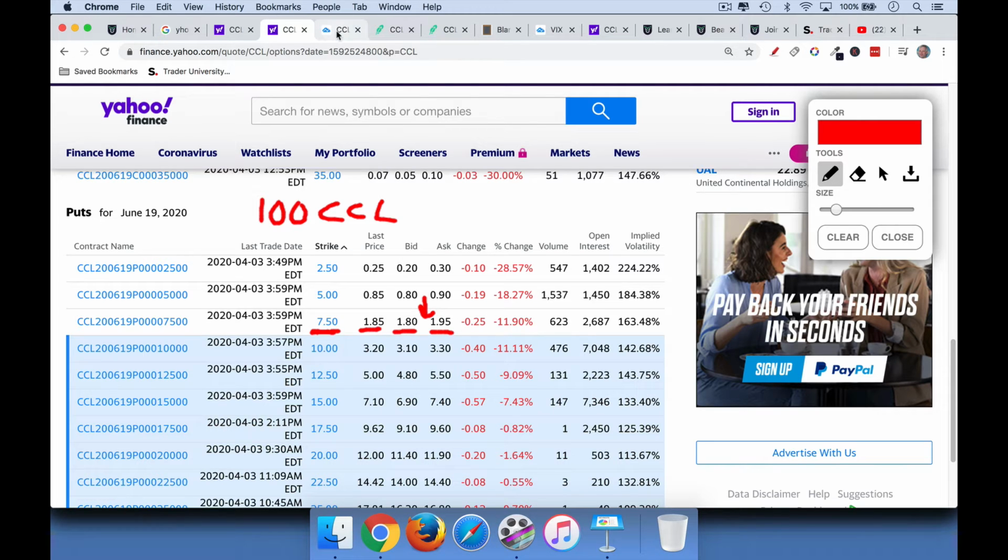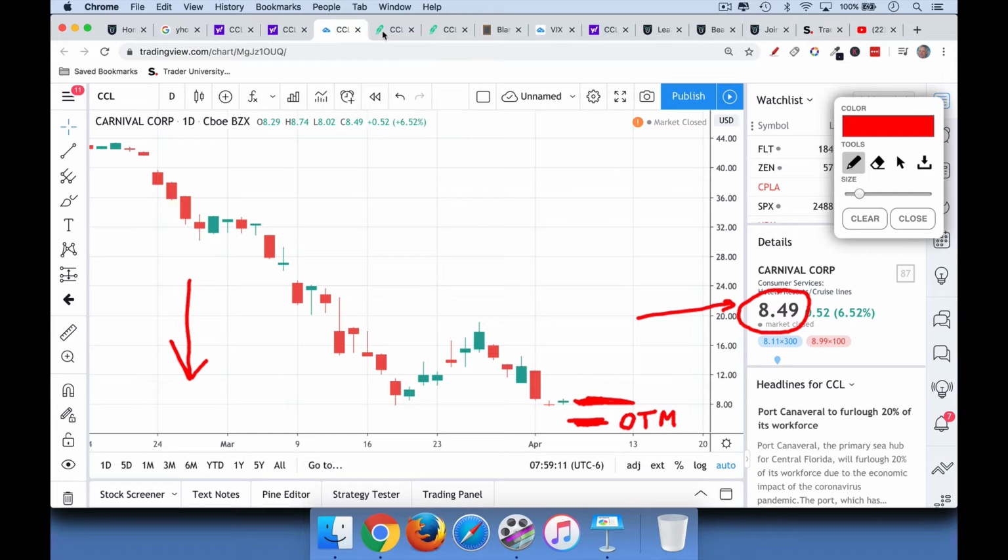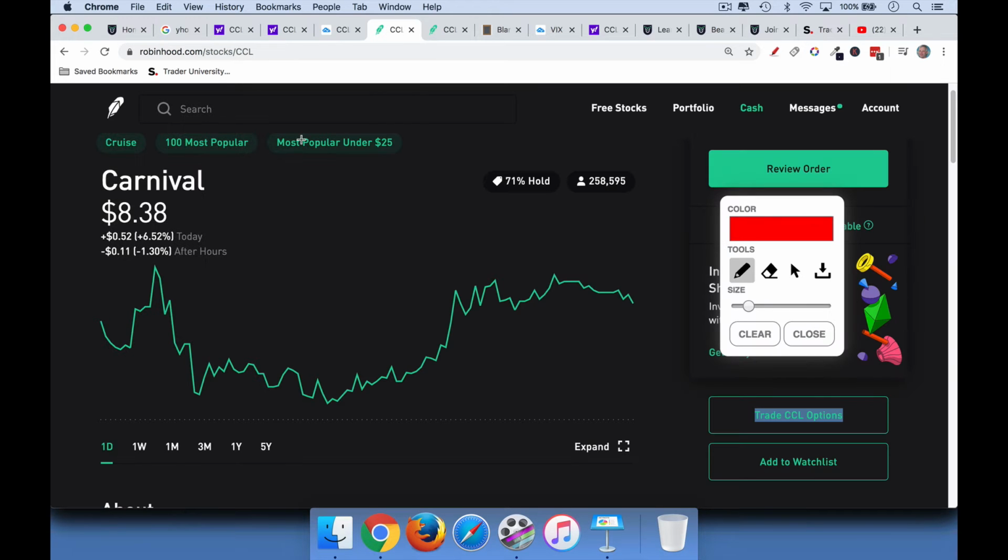Now let's look at the same thing using Robinhood. So if you have an account with Robinhood, and again, I use them, but I'm not affiliated with them. People have asked if I have any commercial sponsors. I don't have any. I just show you the tools that I'm using.